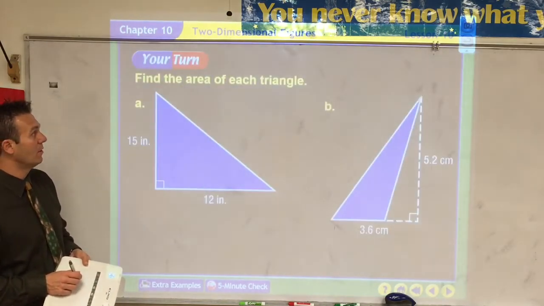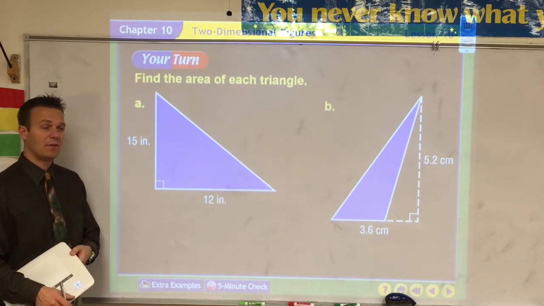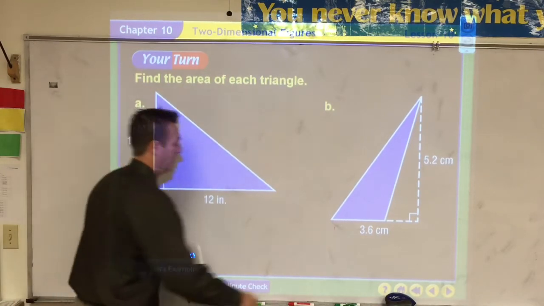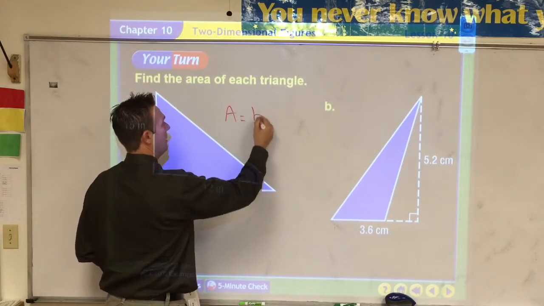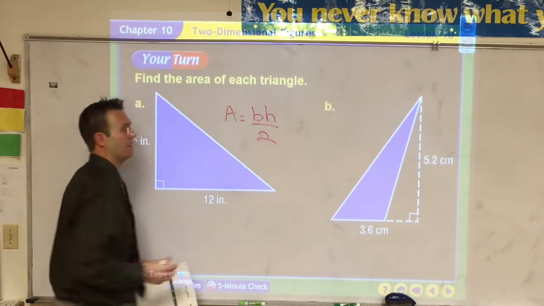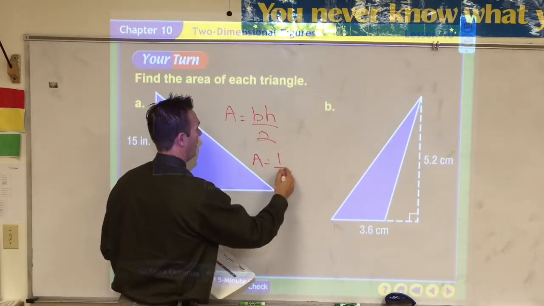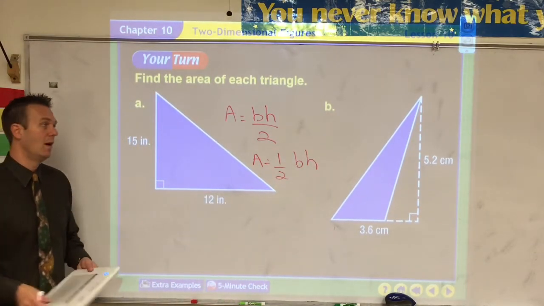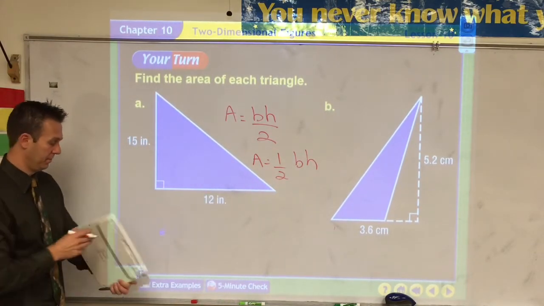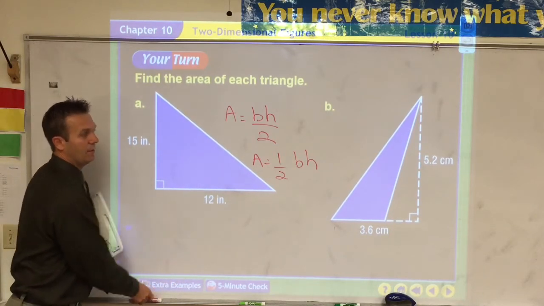And now it's your turn. Go ahead and try to find the area of each of these triangles. Remember, again, write down your formula. And again, this is what I mean. This is the formula that I like to use. Area equals base times height divided by 2. But you can also use area equals 1/2 base times height. It's the same formula. I just like to use this one. So go ahead and pause it, do your questions, and see how you do.